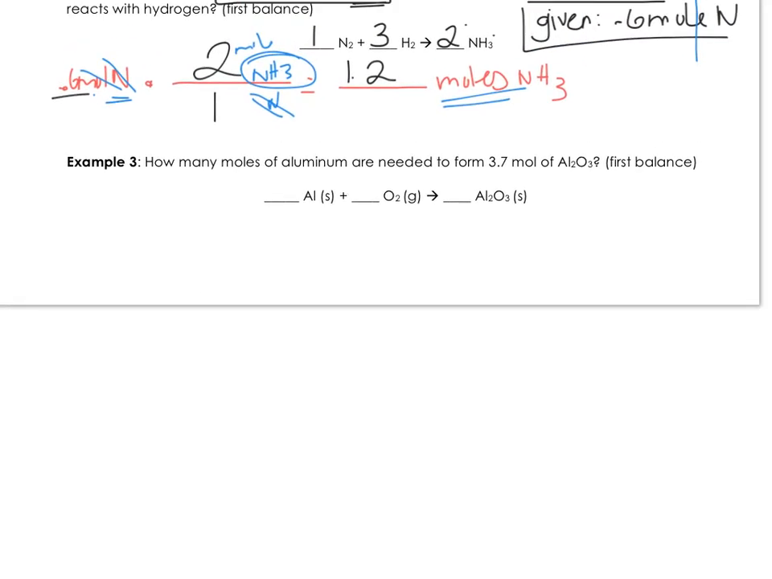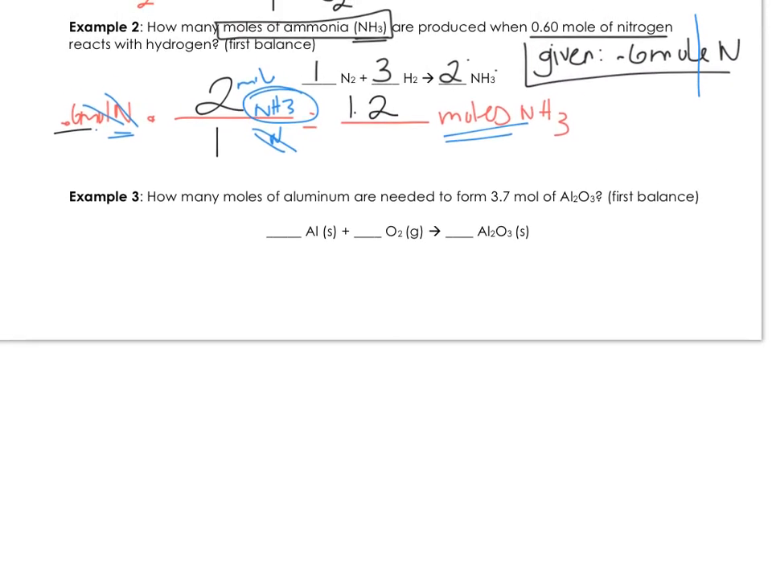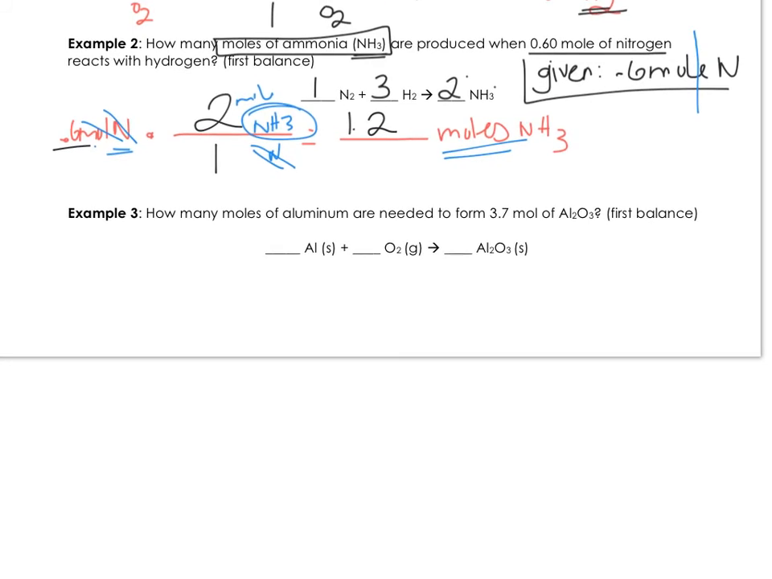And I would like you to give this one a whirl. So first you have to balance it. You need to decide what your given is, and you need to set it up. So pause me right now and see what you get. Okay, so for this question, the first step was to balance it. You get a 4, 3, 2 as your balance.